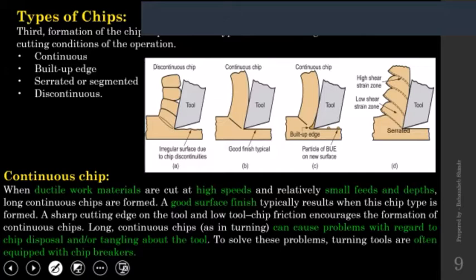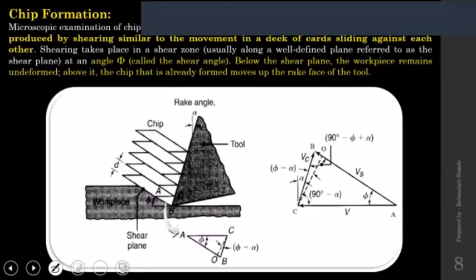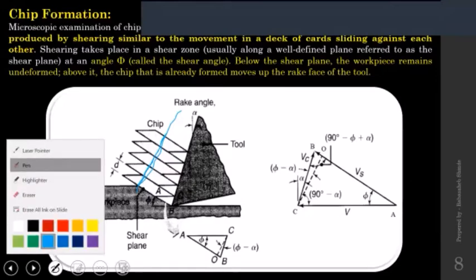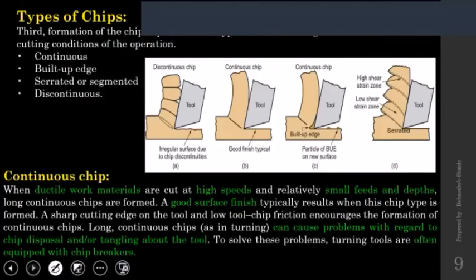The next point that we are going to discuss is types of chips. Just as I mentioned over here, these segments may be connected to each other or separate from each other. Whether they are connected with each other or separate from each other will depend on the types of the chips. Basically, here I have mentioned 4 types, but if you refer to some other book, you will get 3 types only.